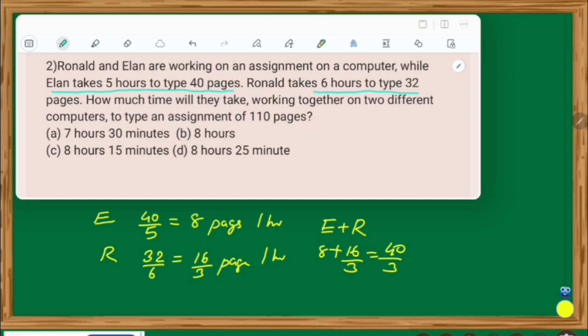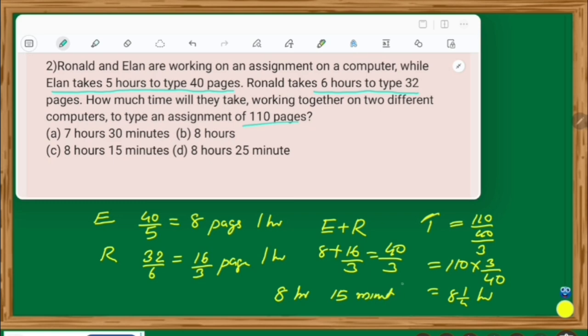So, we have to calculate how much time they will take to type 110 pages. That means the total time taken for 110 pages is equal to 110 divided by 40/3. That's equal to 110 into 3/40. That's equal to 8 1/4 hours. That means 8 hours and 15 minutes. And C is the correct answer.